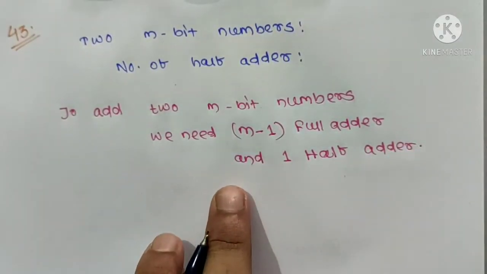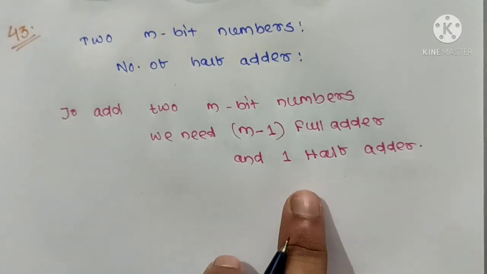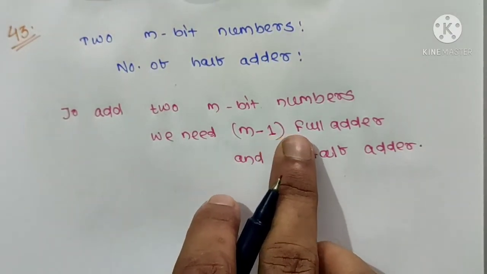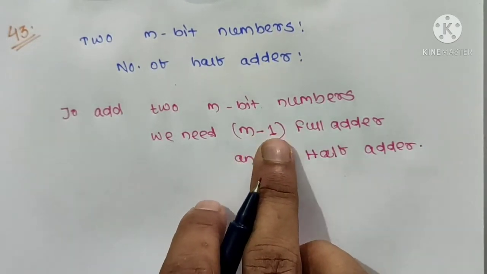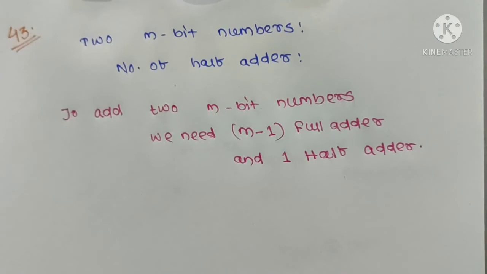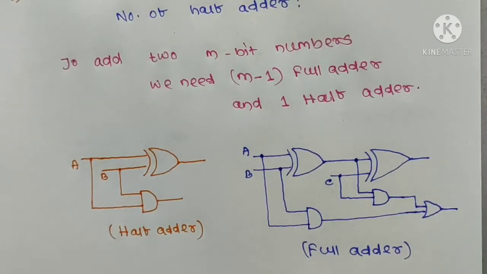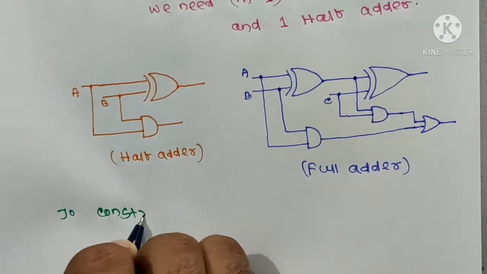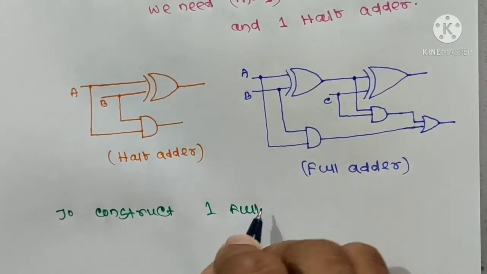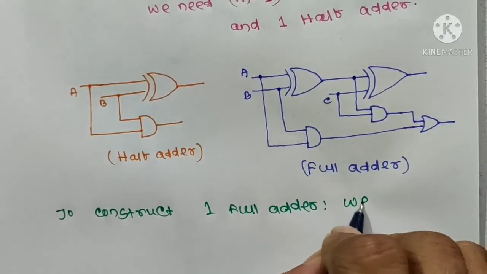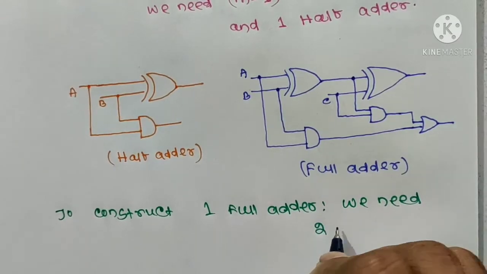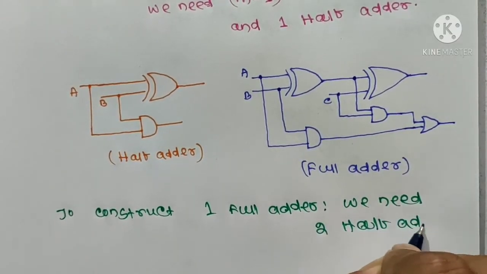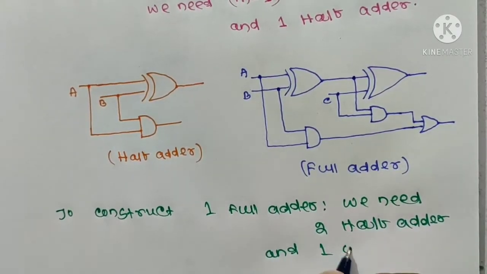But the question is asking for the total number of half adders, so we have to find the equivalent number of half adders for these m minus 1 full adders. Look, this is the half adder and this is the full adder. So to construct one full adder, we need two half adders and one OR gate. That is, to construct one full adder, we need two half adders and one OR gate.